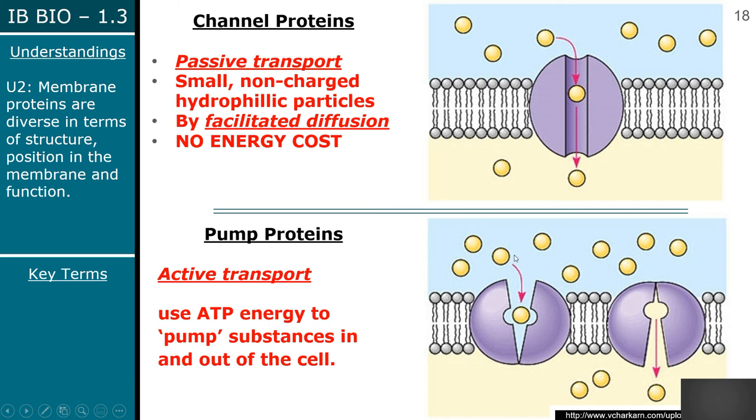This is in contrast to a pump protein, which does burn ATP. This is called active transport because it needs to actively use energy to move whatever it's moving from outside the cell to inside the cell, and it can go either direction, in or out. So these are your pump proteins.